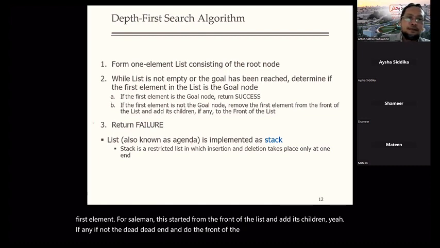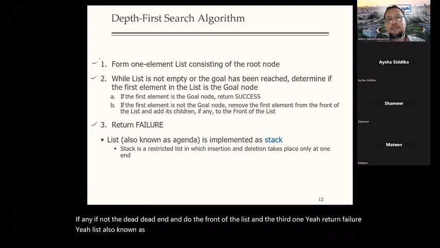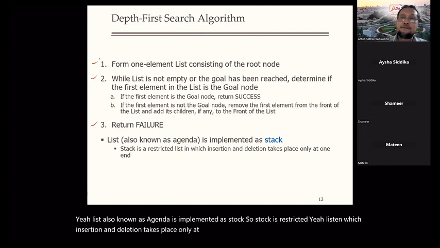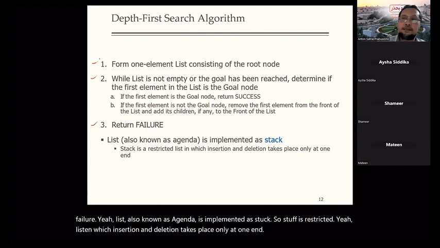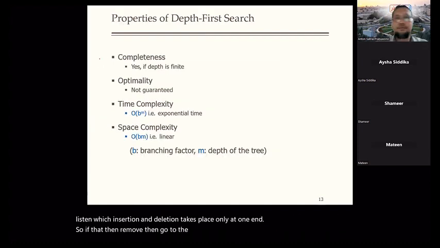And the third one, return failure. The list, also known as the agenda, is implemented as a stack. A stack is a restricted list in which insertion and deletion take place only at one end. So if that end is reached, then remove, then go to the next branch. So these are the properties of depth first search.